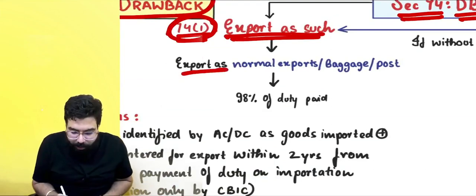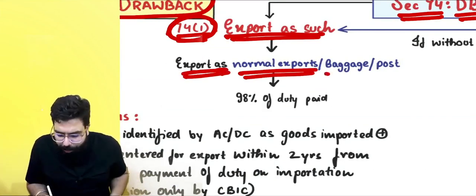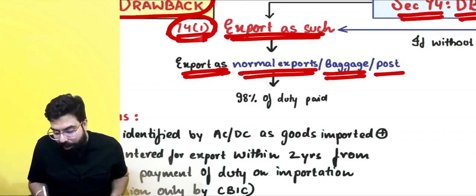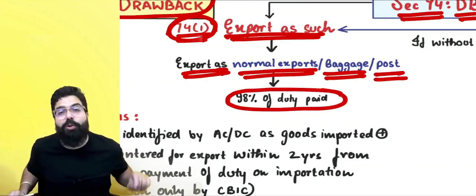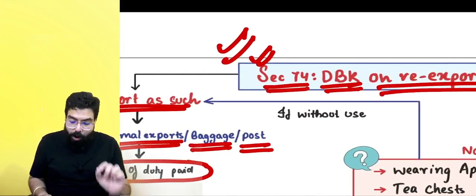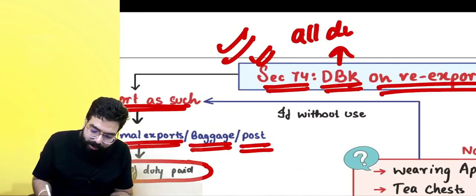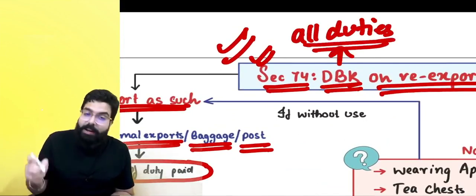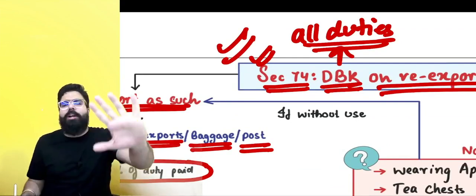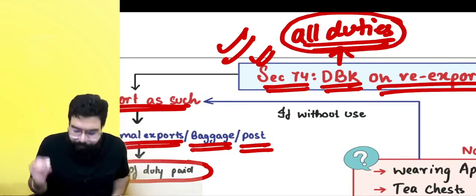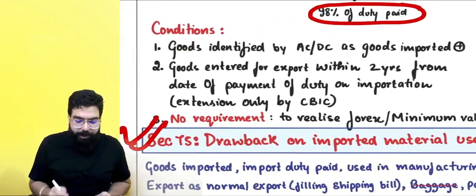Always remember, you either export it as normal export, means through cargo, or baggage, or you export it as post. 98% of the duty will be returned to you. Duty drawback will be given. Always remember, here duty drawback is given of all duties which are there. All duties means even IGST, GST compensation cess, safeguard duty, all the duties will be returned to you, which is 98% duty drawback.